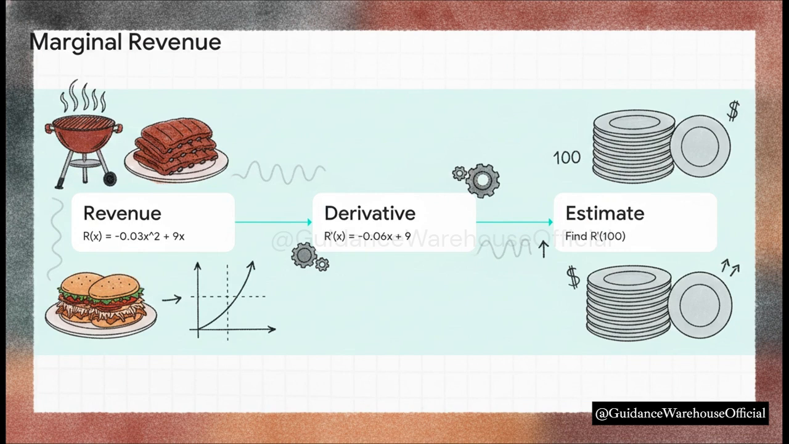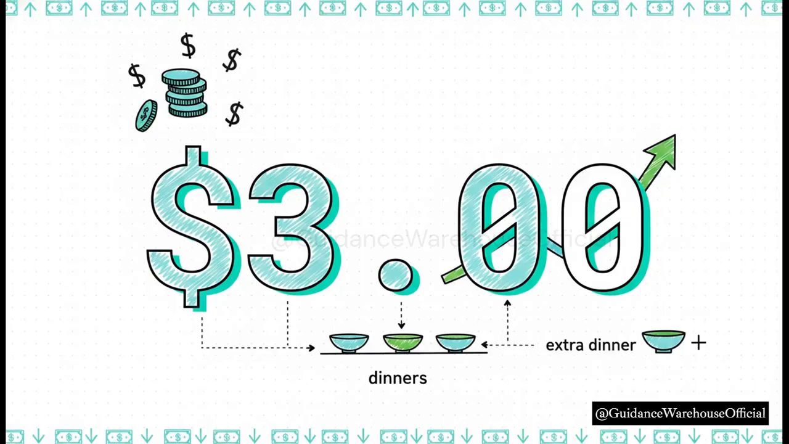Imagine you're running a barbecue business. Your revenue function for selling x number of dinners is R of x equals negative 0.03x squared plus 9x. To find the marginal revenue, we just take the derivative. So R prime of x equals negative 0.06x plus 9. Now suppose you've already sold 100 dinners and you want to know exactly how much revenue you're going to make from selling just that 101st dinner. All you do is plug your current sales level, 100, into your marginal revenue derivative. And you get exactly $3. That derivative is telling you that right at the 100 dinner mark, your revenue is changing at a rate of $3 per extra dinner sold.